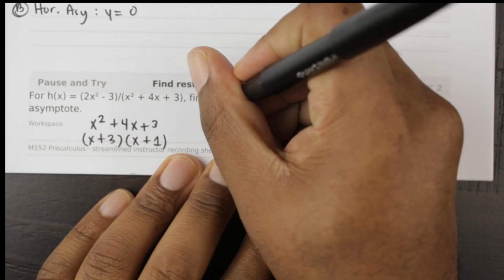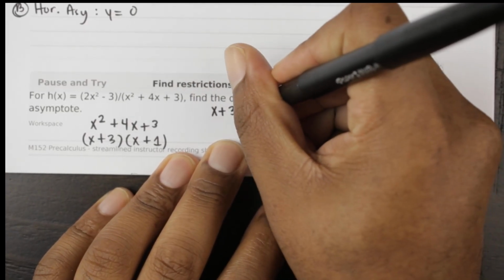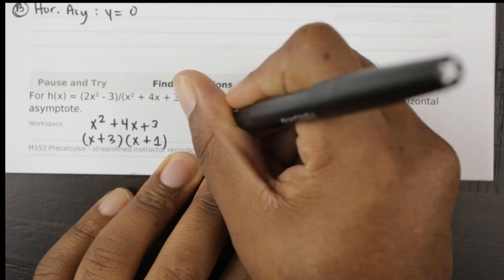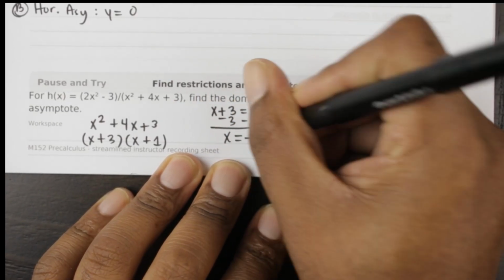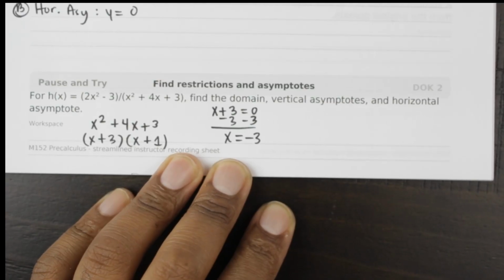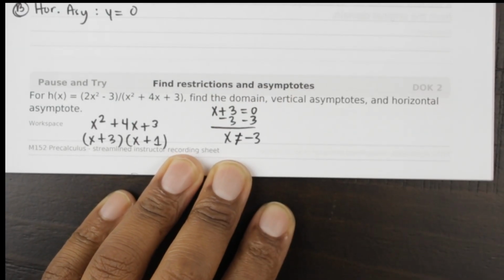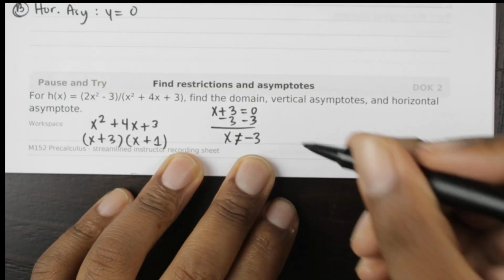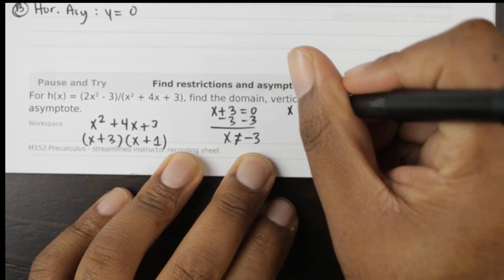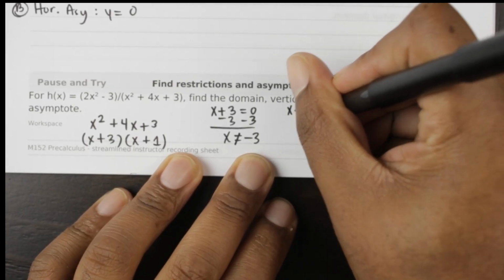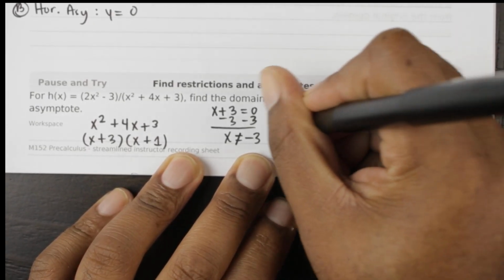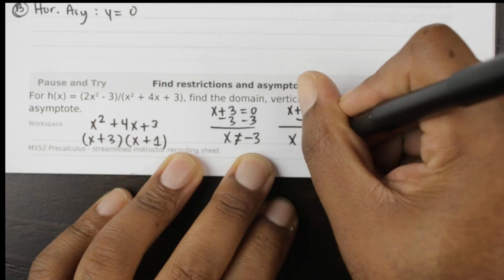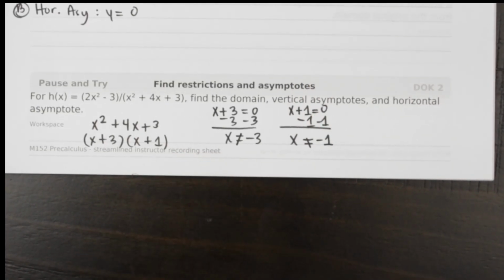Now, according to the zero product theorem, we need to set these equal to 0. When we set x plus 3 equal to 0 and subtract 3, that gives us x equals negative 3, which is an impossibility because we can't have a denominator equal to 0. And we also have x plus 1 equals 0, subtract 1. x cannot equal negative 1 either.